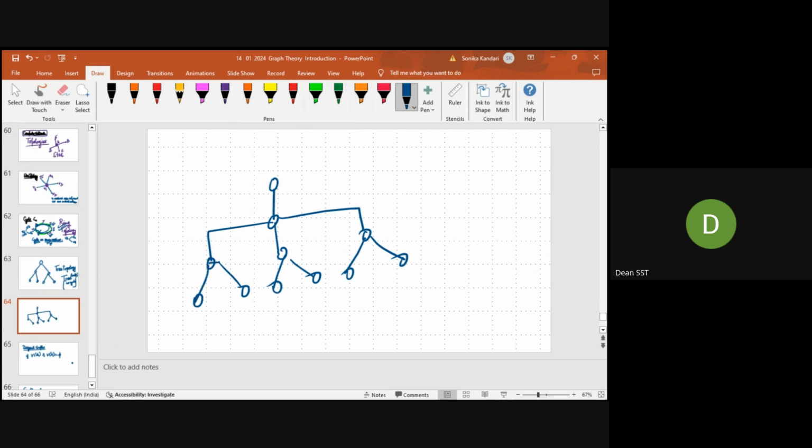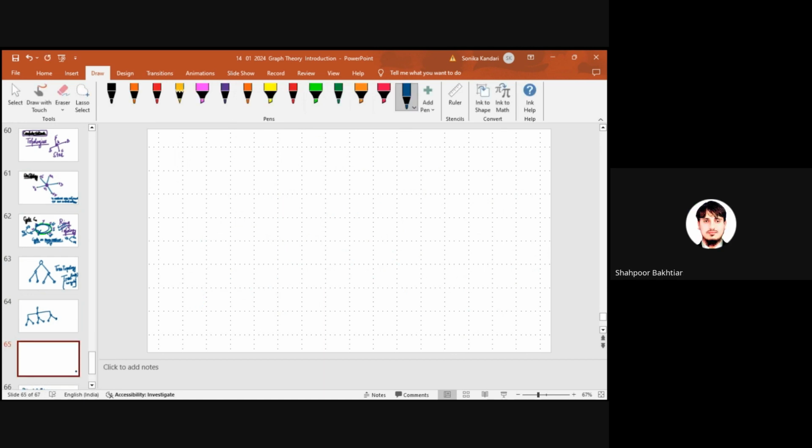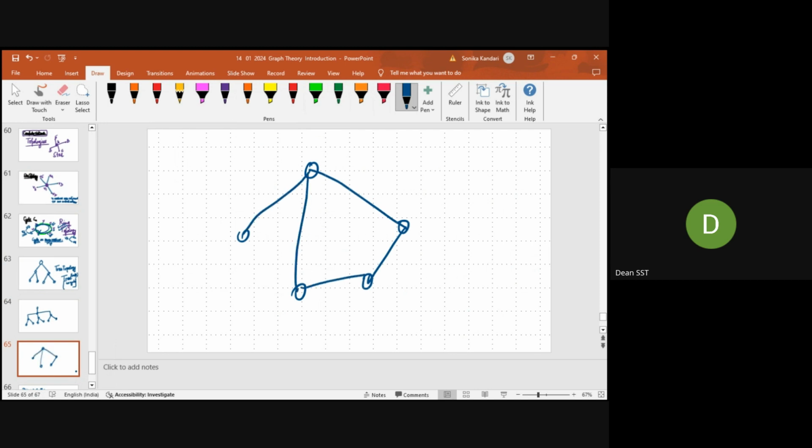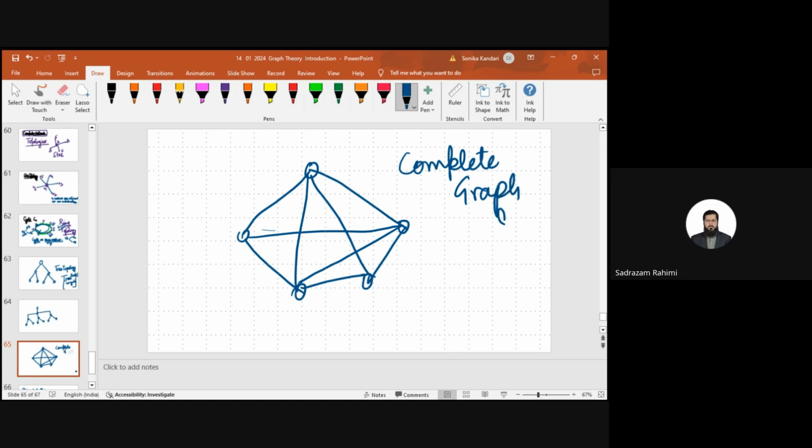Fine. What else? Mesh topology. Elaborate. Mesh topology. So is any connection missing, or is everything complete? Complete, I think. So is this representing a complete graph? Is mesh topology representing the complete graph?